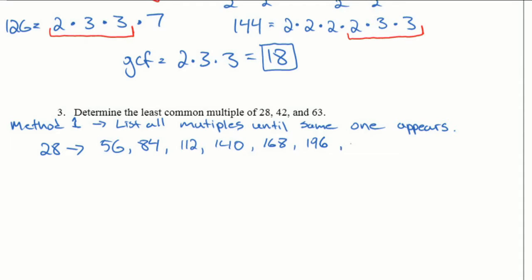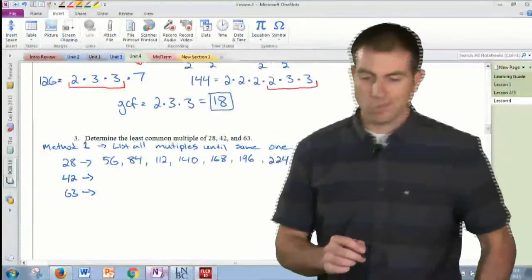And then 8 is 224. I don't know how many I need to do because I haven't done the other numbers yet. I'm going to do the same thing with 42, and then I'm going to do the same thing again with 63. And I'm looking for a number that's shared by all of them.